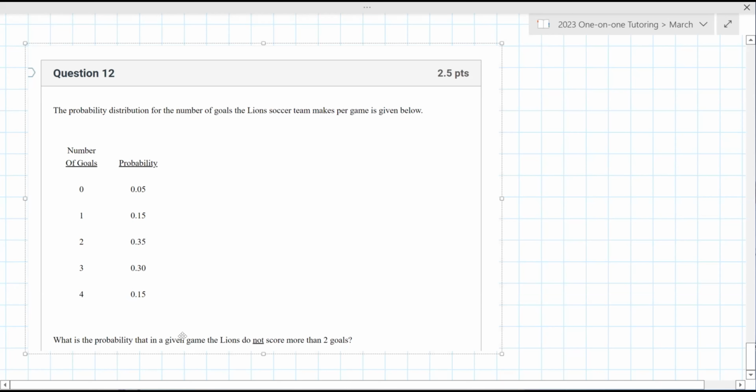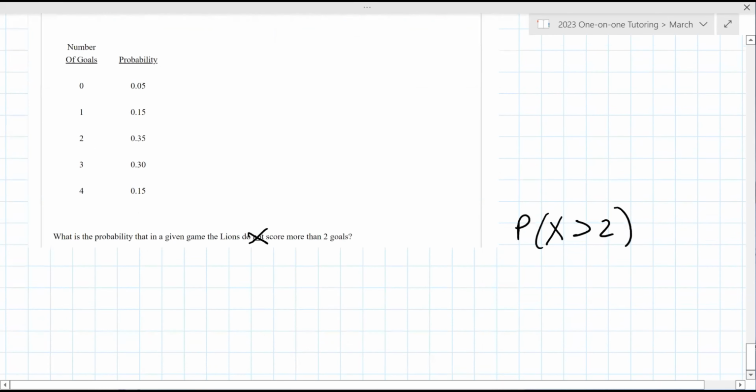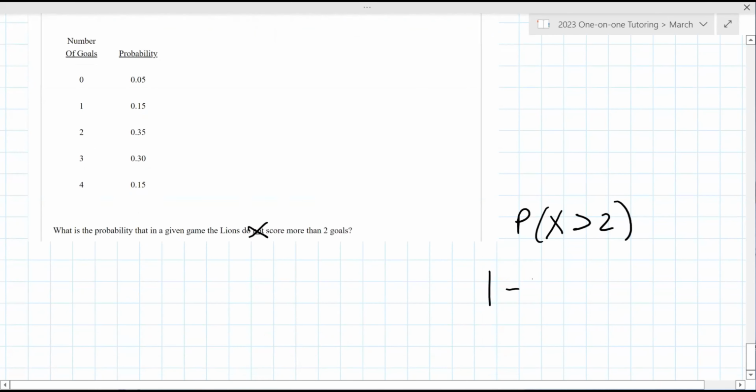We're asked for the probability that in a given game, the Lions do not score more than 2 goals. I always hate that word not. I don't like seeing it and I always ignore it. I say, well, what if it didn't? What is the probability that the Lions score more than 2 goals? That's X greater than 2. And then I know that if I really want the other direction, it's 1 minus the probability that X is greater than 2.